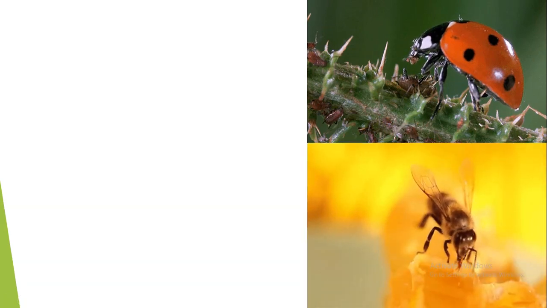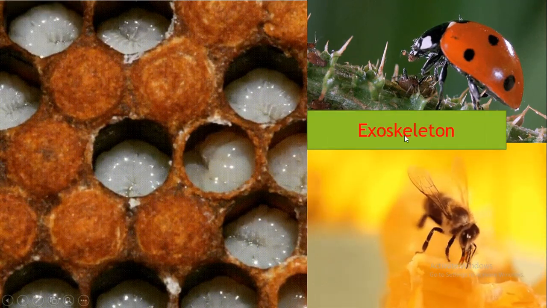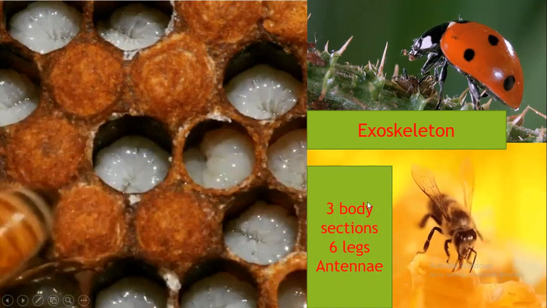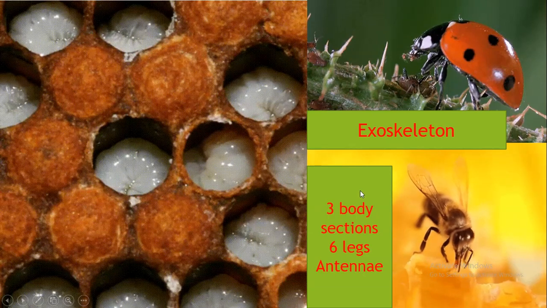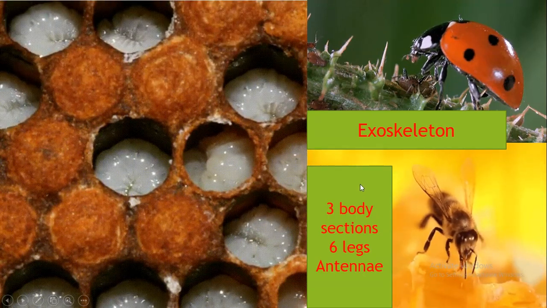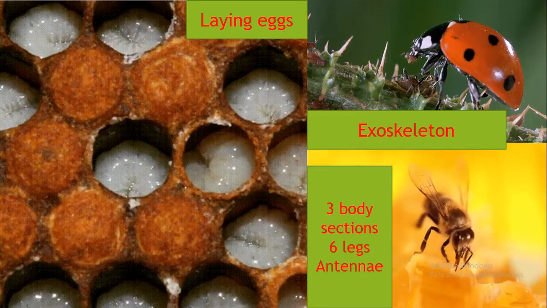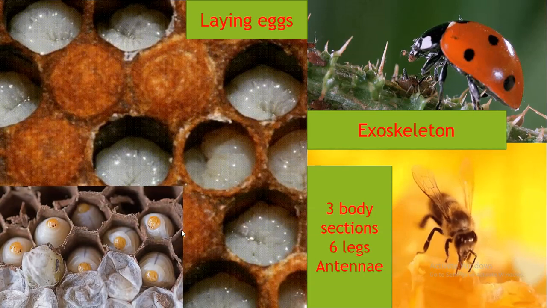These are examples of insects. They have exoskeleton, 3 body sections, 6 legs. They reproduce by laying eggs.